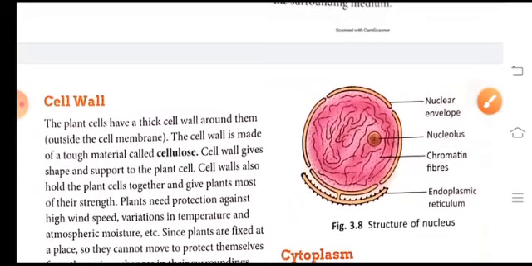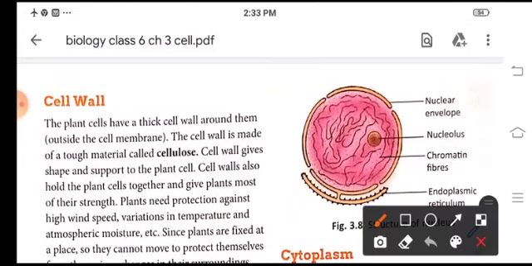Next is the cell wall. Children, cell wall is present only in plant cell. Now the cell wall is thick and it is present outside the cell membrane. Cell wall is made up of cellulose, which is a tough material, and it gives shape and support to the plant cell. The cell wall also holds the plant cells together and it provides strength to the plant.